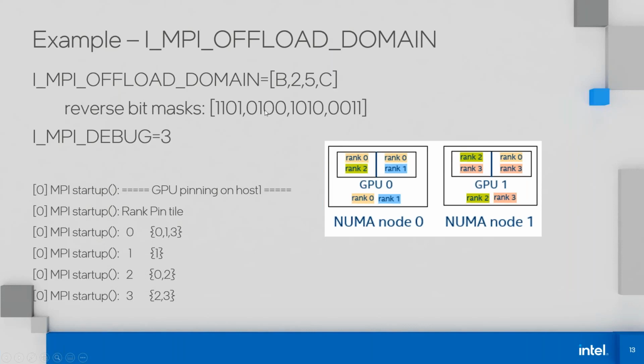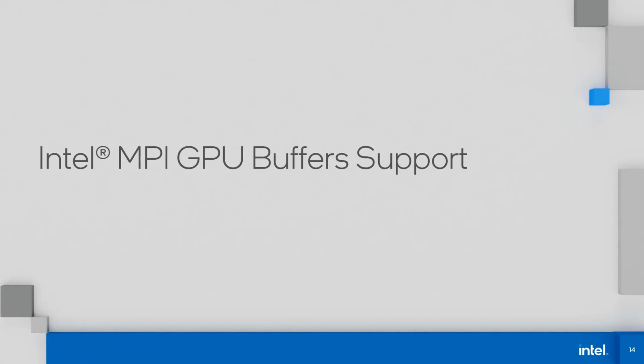For the rank with number 1, only tile with number 1 is available after pinning, and you can see it in the picture. And so on for other ranks. So you can set every distribution you want if other variables cannot set this distribution. So that's all about the GPU pinning feature.